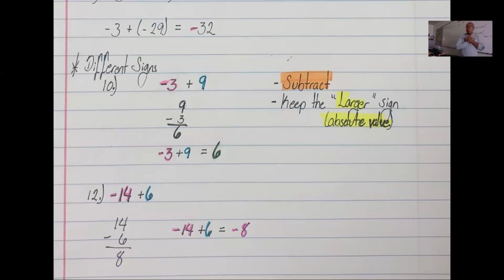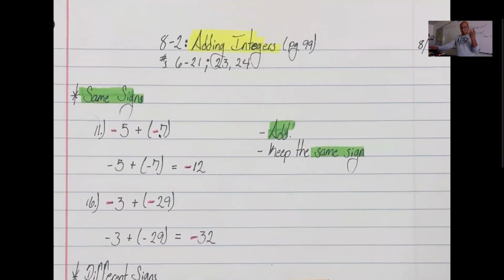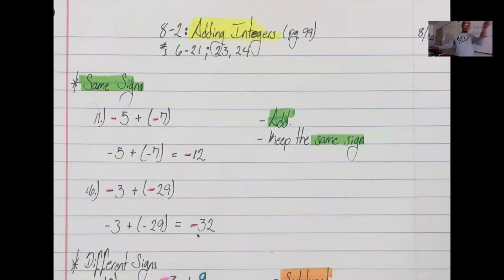Hopefully that wasn't too confusing. Hopefully this gave you some understanding. We're going to be reviewing this a lot more this week. But again, if I go back to the top, whenever I am adding 2 numbers that have the same sign, just add them, combine them in that same direction. -5 plus -7, -12. Okay, it grew in the negative direction, if you will. -3 plus -29, -32, because they're both going in the negative direction.